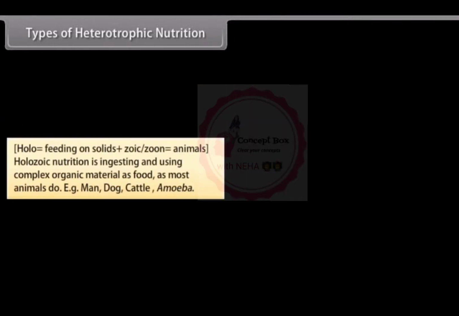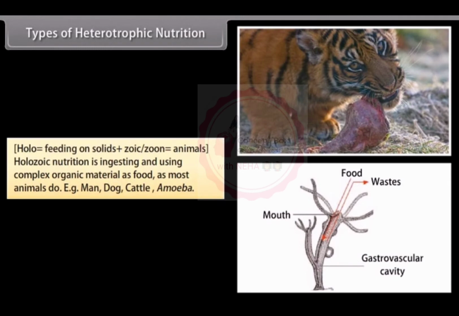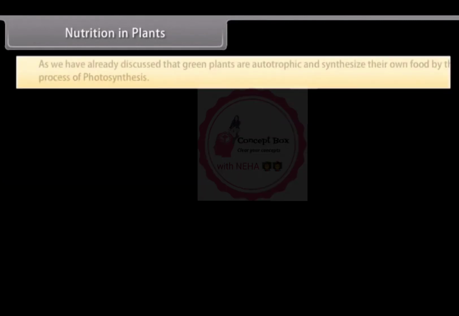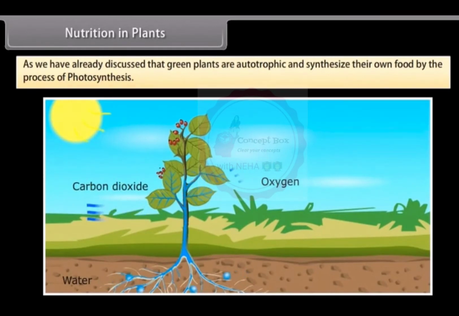Holo means feeding on solids, and zoic, zoon, means animals. Holozoic nutrition is ingesting and using complex organic material as food, as most animals do. That is man, dog, cattle, amoeba. Nutrition in plants. As we have already discussed, green plants are autotrophic and synthesize their own food by the process of photosynthesis.